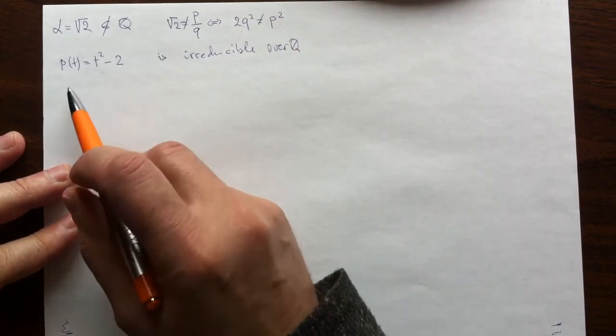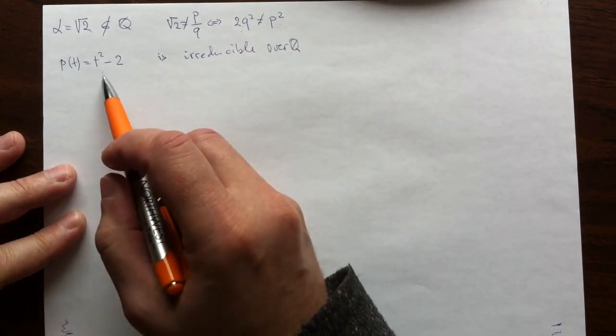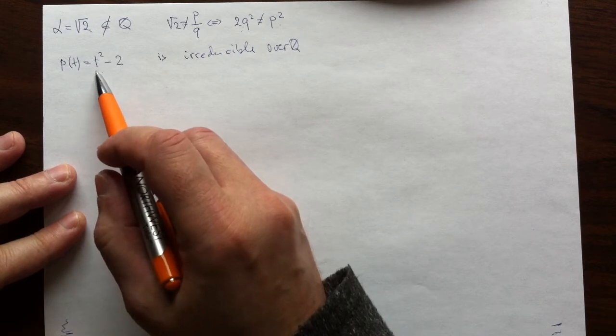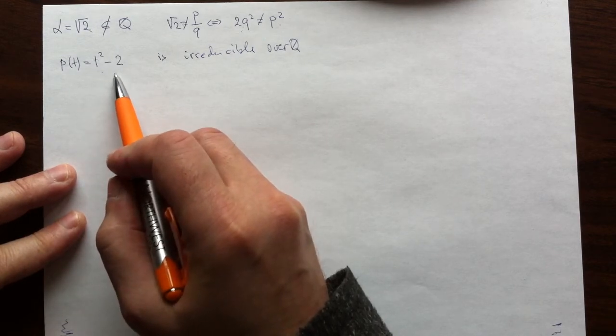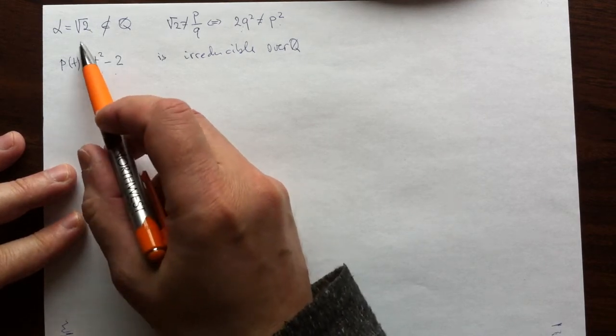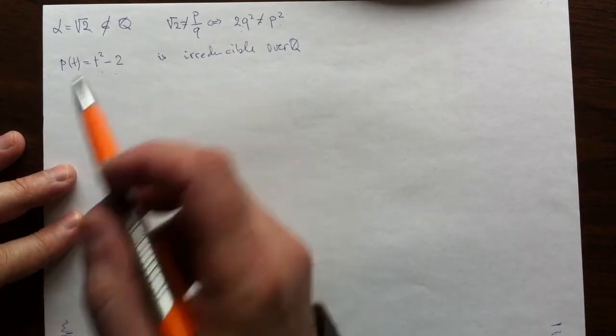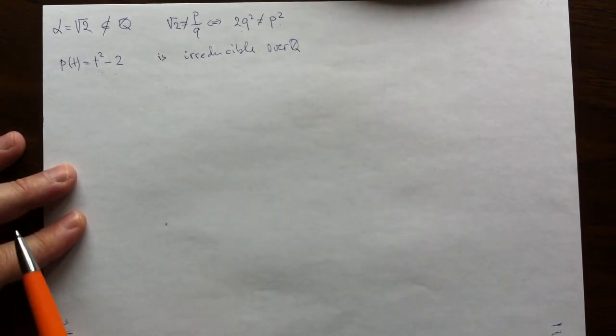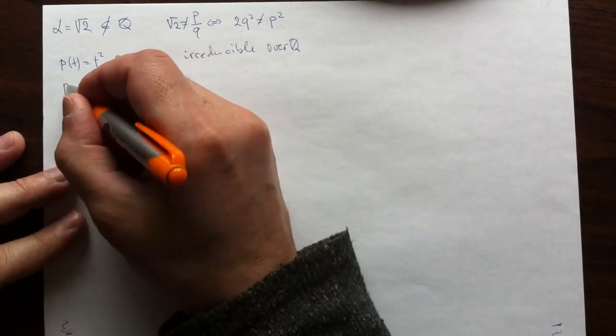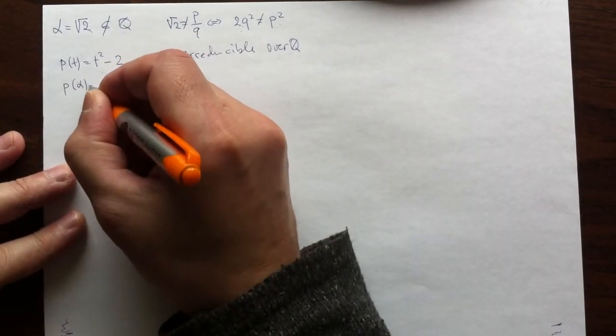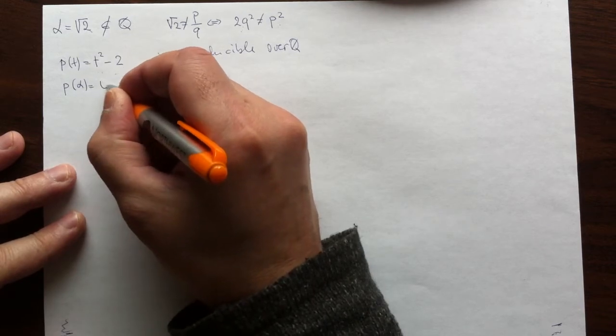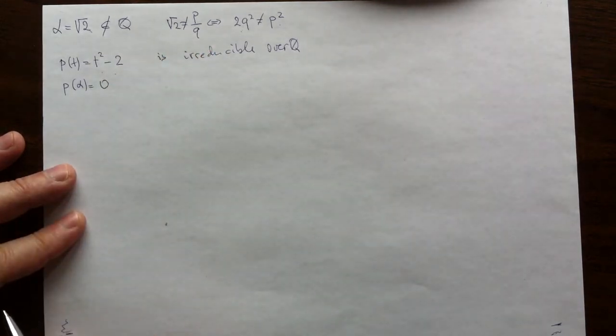Because if it is not, it has to be a product of two linear terms, and linear terms will have to be t minus some rational number, and these rational numbers will have to be the square root of 2 and negative square root of 2, and we know that they are not rational numbers, so the factorization we seek is impossible. So again, alpha, our square root of 2, is the root of this, and hence it is algebraic.